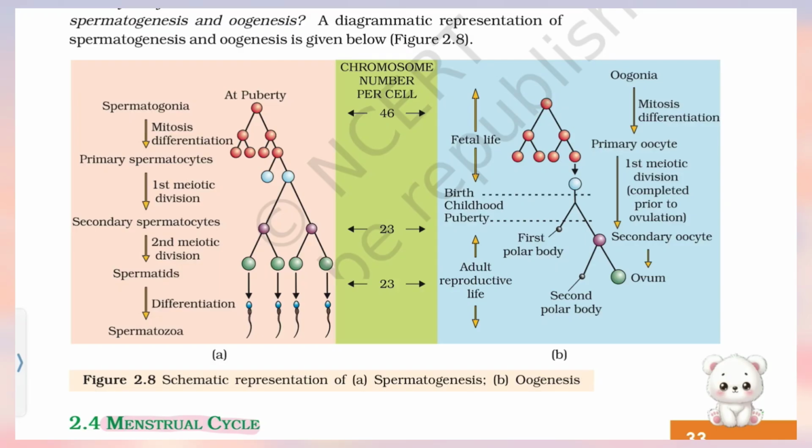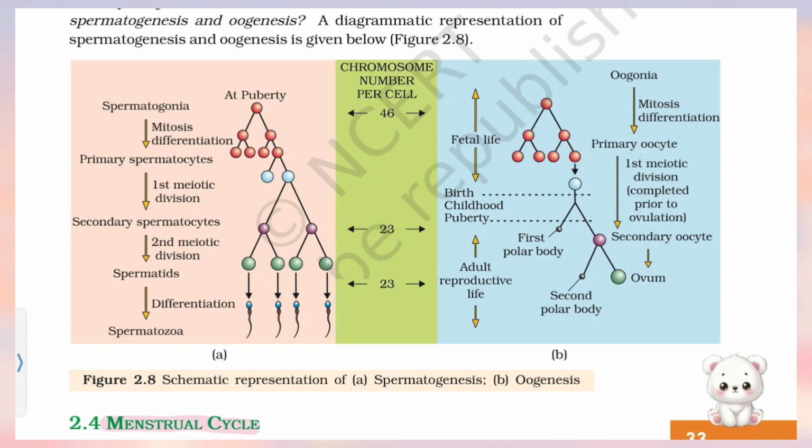So here is a comparison between spermatogenesis and oogenesis. At first, let's understand spermatogenesis. These diploid cells are spermatogonia. They undergo mitosis and differentiate to form primary spermatocytes. Primary spermatocytes are diploid cells with 46 chromosomes. They enter the first meiotic division. After meiosis I, each primary spermatocyte forms two secondary spermatocytes, which are haploid and contain 23 chromosomes.